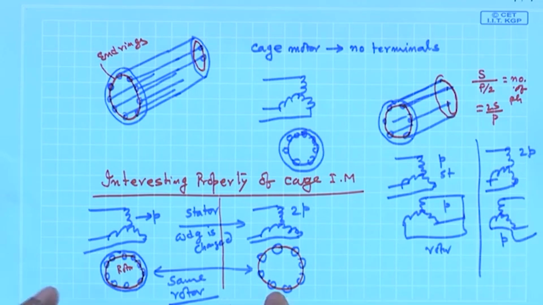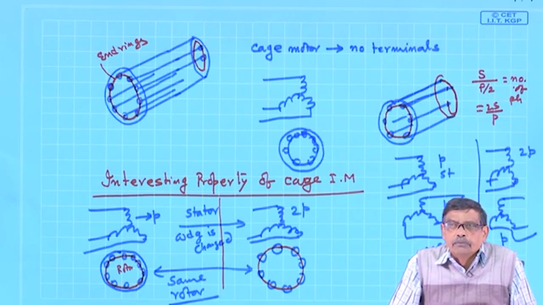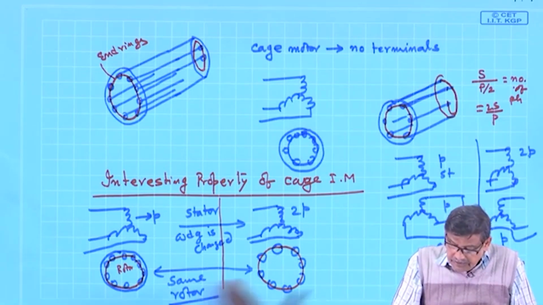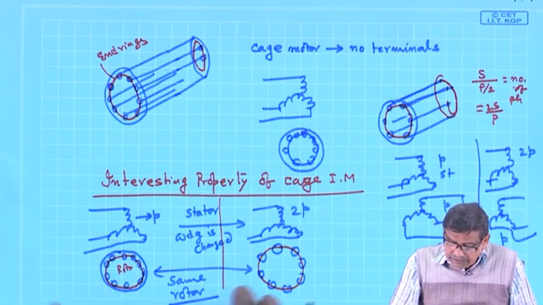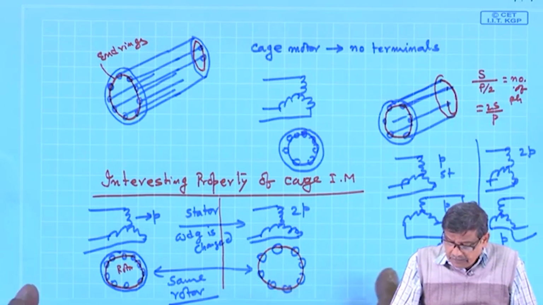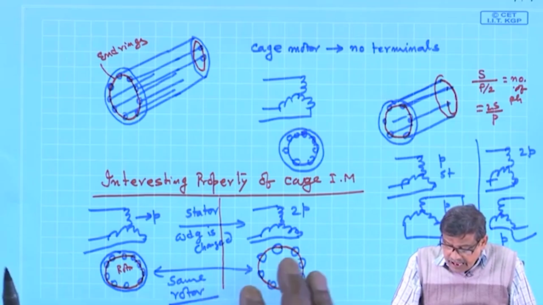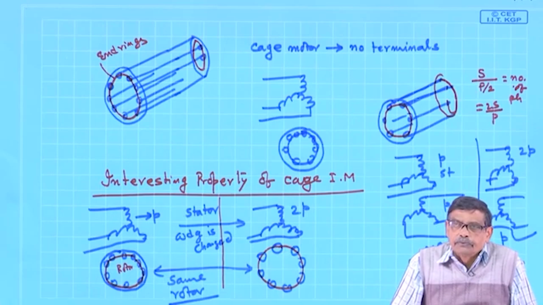But the interesting point is, if it is a cage induction motor, stator winding you change to, in general, any number of poles, still it will work. Now, the question is why it should. The answer to this is not very far to seek, that I will tell right now, but this is another interesting advantage of a cage induction motor.